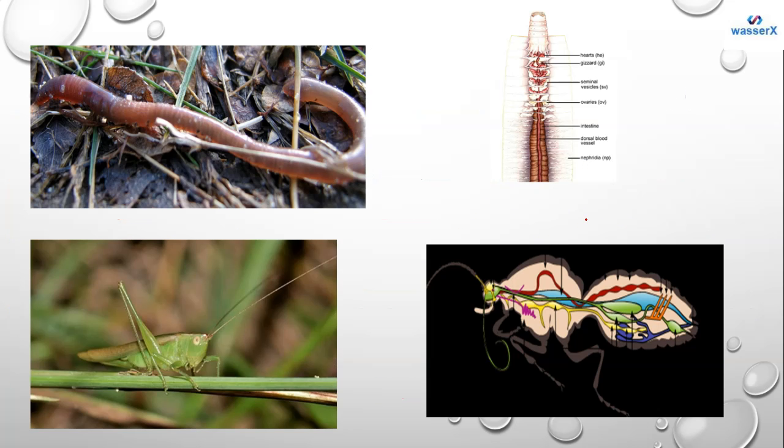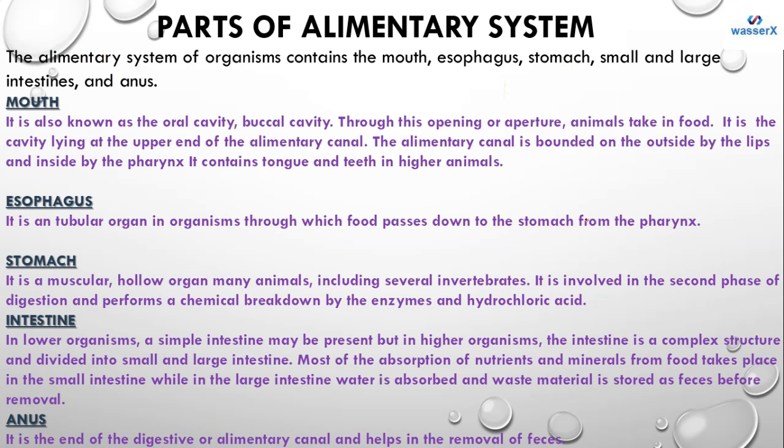As you can see, these are different insects and creatures that have the same kind of alimentary system in their body, from the mouth to the anus. Let me explain how the parts of the alimentary system work. The alimentary system of the organism contains the mouth, esophagus, stomach, small and large intestine, and the anus. Let me tell you the first thing here, the mouth.